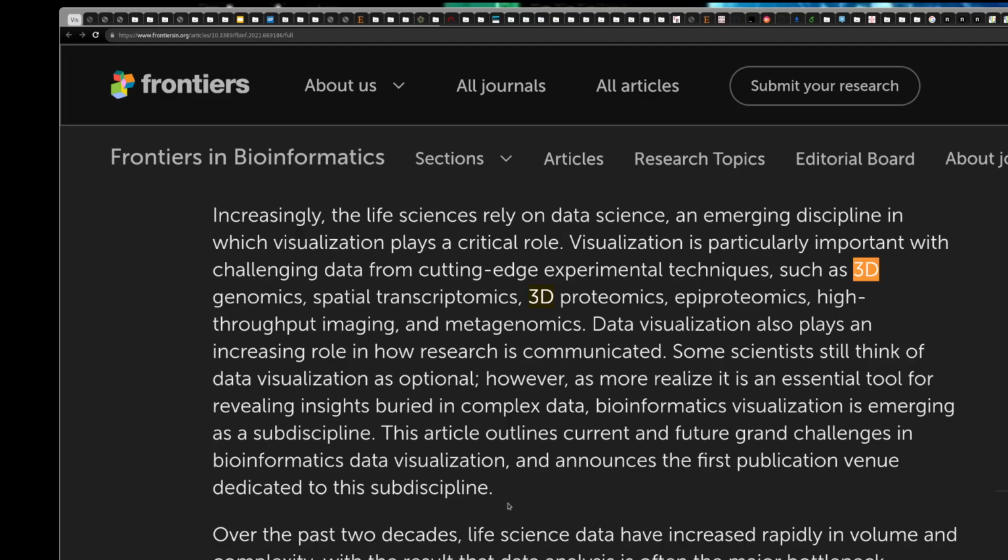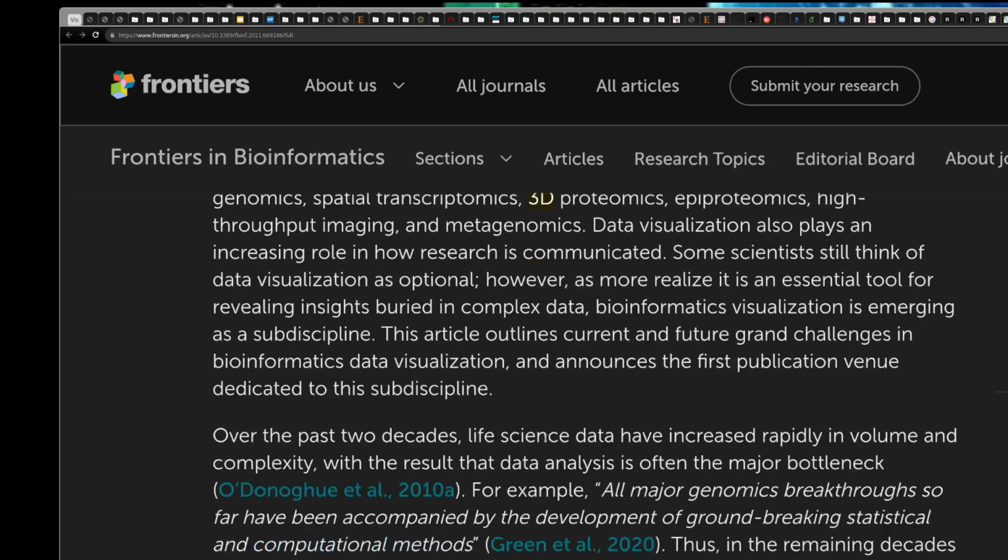Some scientists still think of data visualization as optional. However, as more realize it is an essential tool for revealing insights buried in complex data, bioinformatics visualization is emerging as a subdiscipline. This article outlines current and future grand challenges in bioinformatics data visualization and announces the first publication venue dedicated to this subdiscipline.